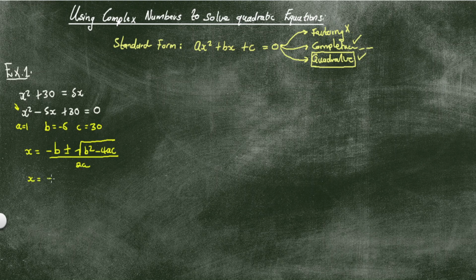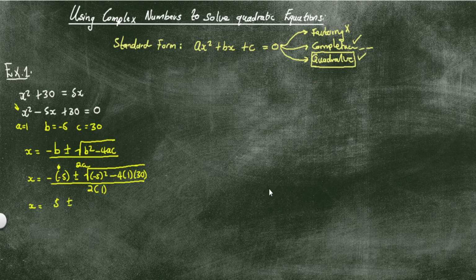Then x becomes minus b. So where is b in your figure? The minus 5. Minus 5 plus minus the square root of minus 5 squared minus 4, then a is 1, c is 30. Close the bracket and divide everything by 2 multiplied by 1. So let's simplify this part. That gives us a positive 5.